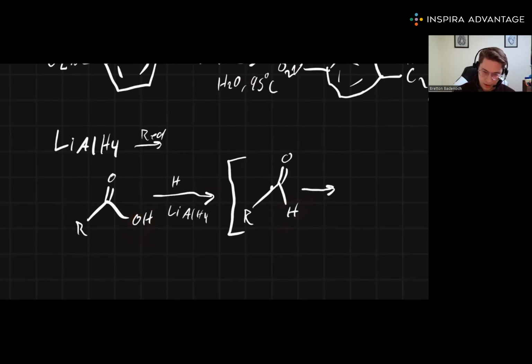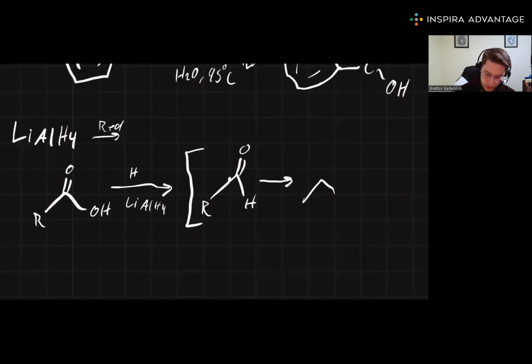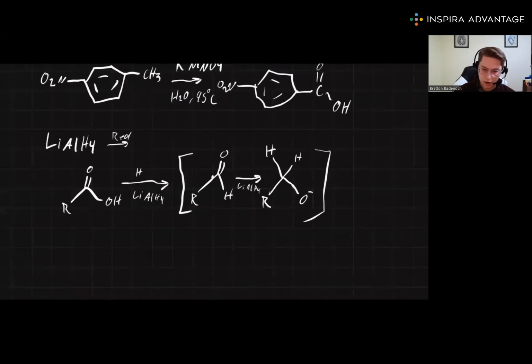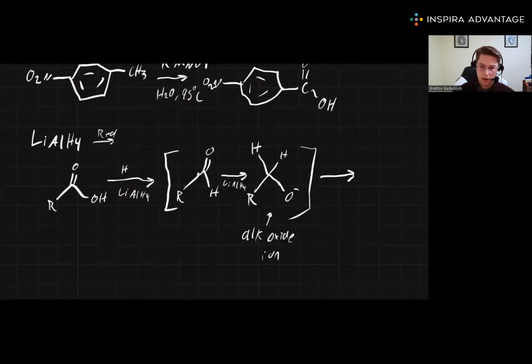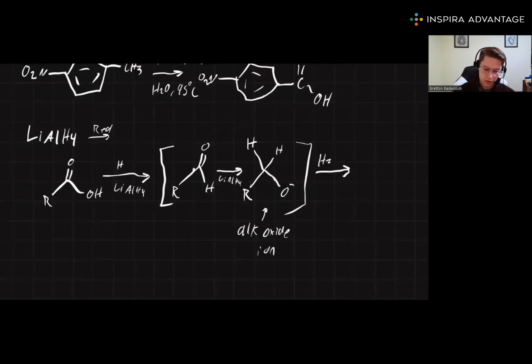Now this will proceed forward, have a bit of a rearrangement go on. This will proceed forward, more lithium aluminum hydride, till we have an unstable alkoxide ion. This is finally where, if treated with a little bit of acid, we can get a good old-fashioned alcohol. So this is how we can take a reducing agent, hit it with a carboxylic acid, bring us back down to an alcohol.